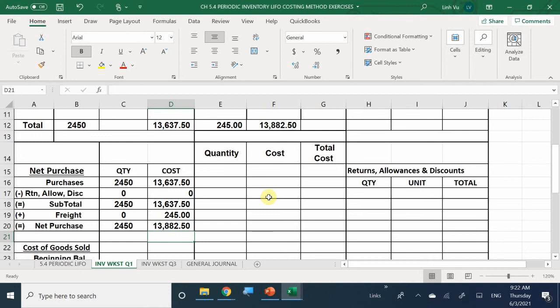Okay, so that's what I started out with. That should be my matching point. But once we have our returns and allowances, that's not going to be your matching point anymore. All right, but that should be your total debits and credits. So now we have our net purchases.